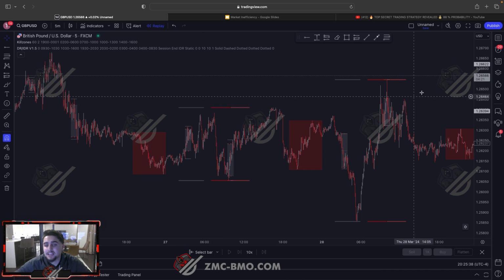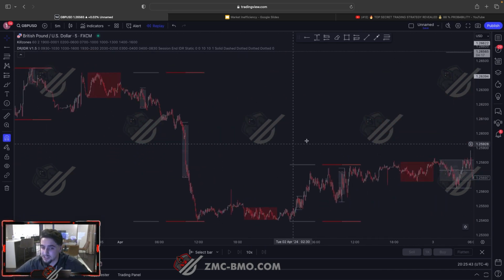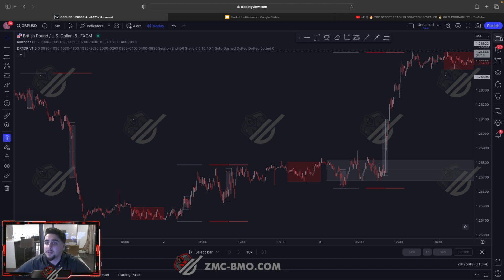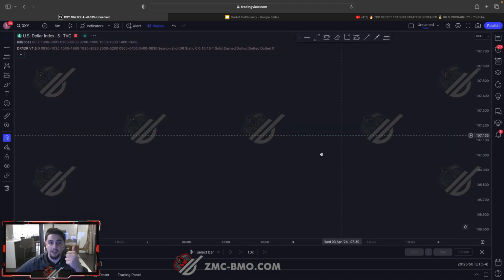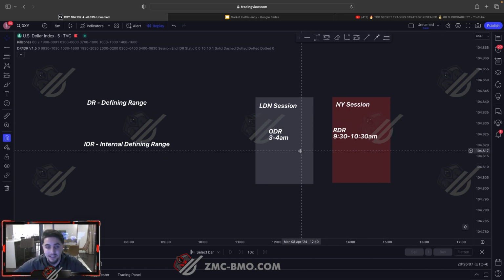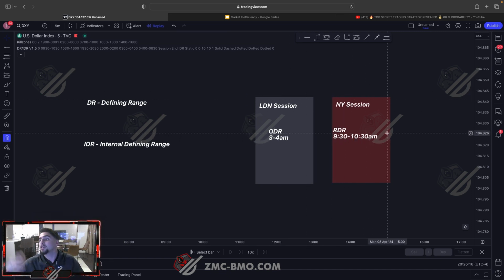I hope you guys understood the concept. It is not complicated. The only thing you need to know is the time frames in which the zones form. The main thing is that the London DR is formed during the 3 to 4 a.m. window New York time, and the New York session's DR is formed during the 9:30 to 10:30 a.m. window New York time. Once those ranges are formed, you wait for price to break bullish or bearish outside of the range, and that will give you your bias for that session.